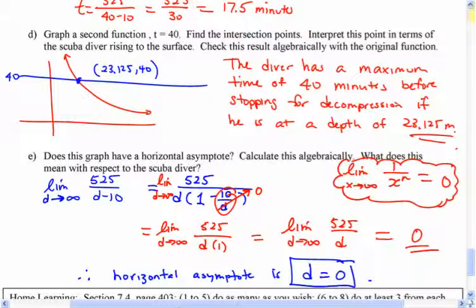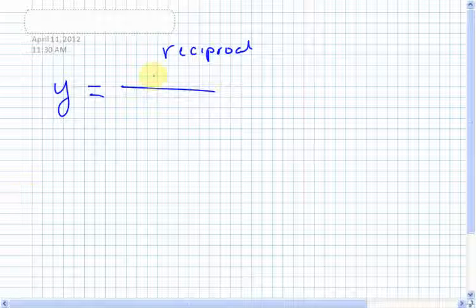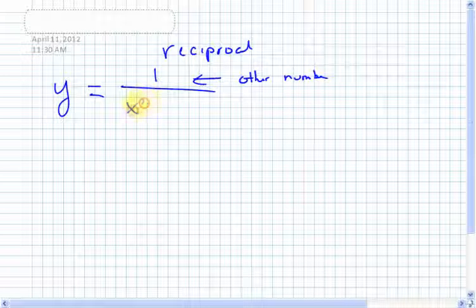Well, for reciprocal functions, the answer is yeah. Why is it always equal to 0 for reciprocal functions? What's the definition of a reciprocal function? On the top is usually a 1 or some other number, right? Where are your variables for a reciprocal function? On the bottom, right? So you plug in a big number, 1 divided by a big number is always going to be a small number, like 0. So for reciprocal functions, yes, the horizontal asymptote is always going to be 0.